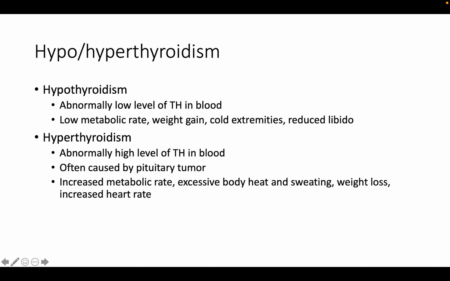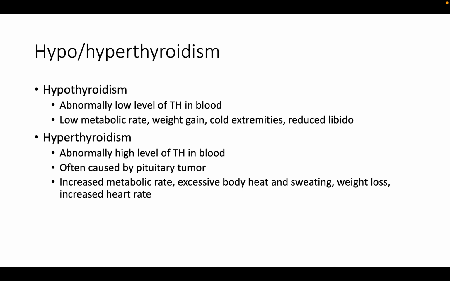So hypo or hyperthyroidism are functions of over or underactive thyroid glands. Hypothyroidism is an underactive thyroid based on abnormally low levels of thyroid hormone, or T4, thyroxine, in the blood. This leads to low metabolic rate, weight gain, cold extremities, reduced libido. So everything that we said on the last slide regarding the functions of thyroid hormone will be in flux because of not having enough of it. Same thing goes for if we have too much of it.